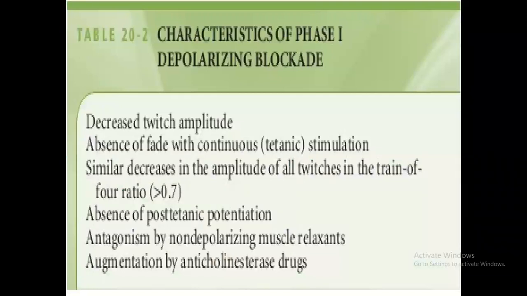Now, characteristics of the phase 1 block. Phase 1 block shows decreased twitch amplitude and absence of fade with continuous tetanic stimulation. Now, you must know a few lines about train of 4 to understand this particular slide. Train of 4 is the most commonly used modality for neuromuscular monitoring in clinical practice.